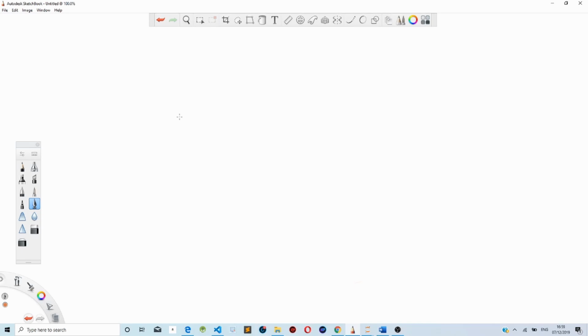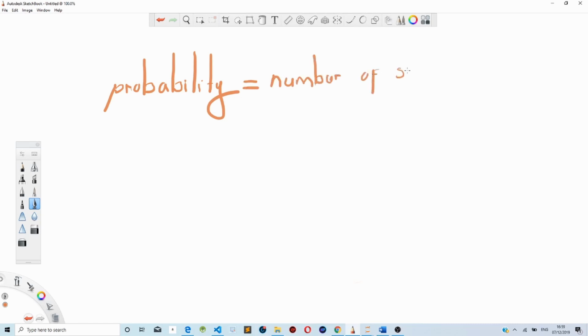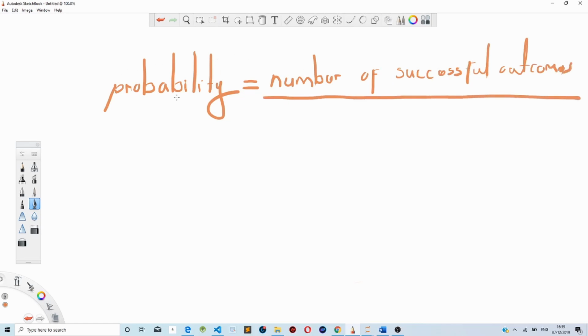So for equally likely outcomes, the probability is the number of successful outcomes divided by the number of possible outcomes.